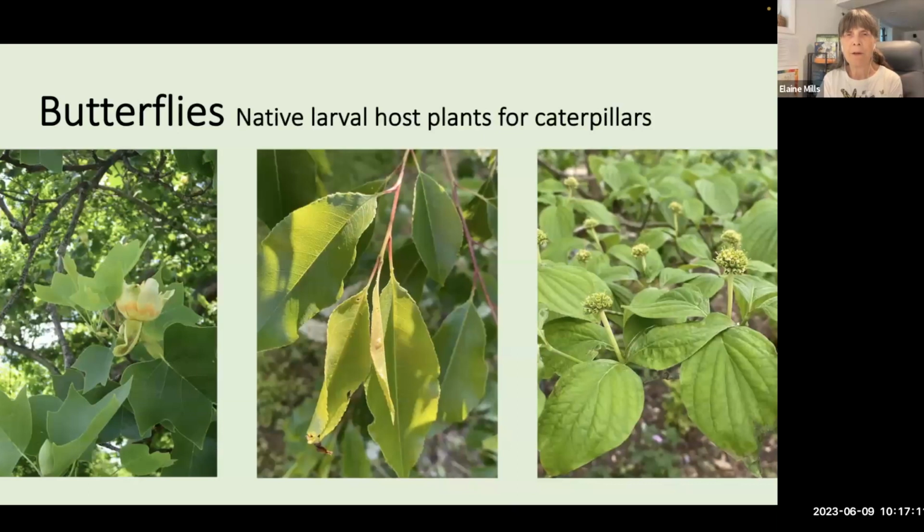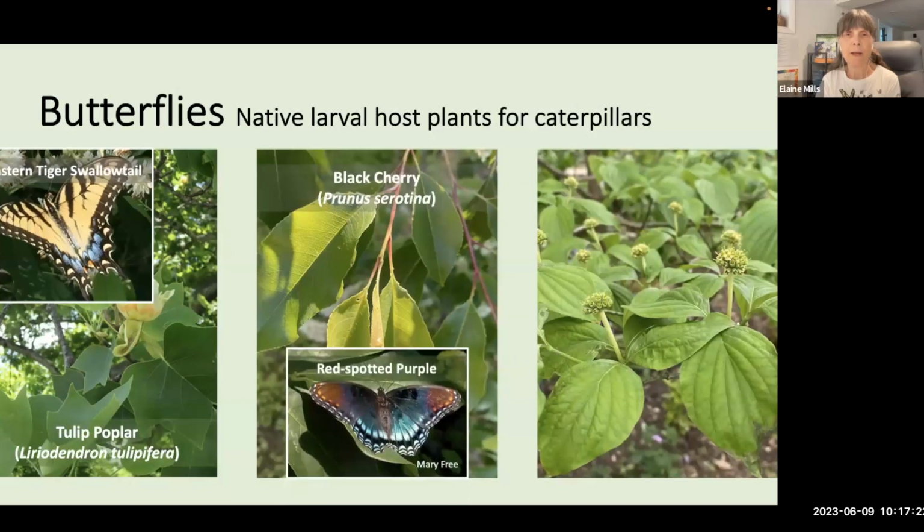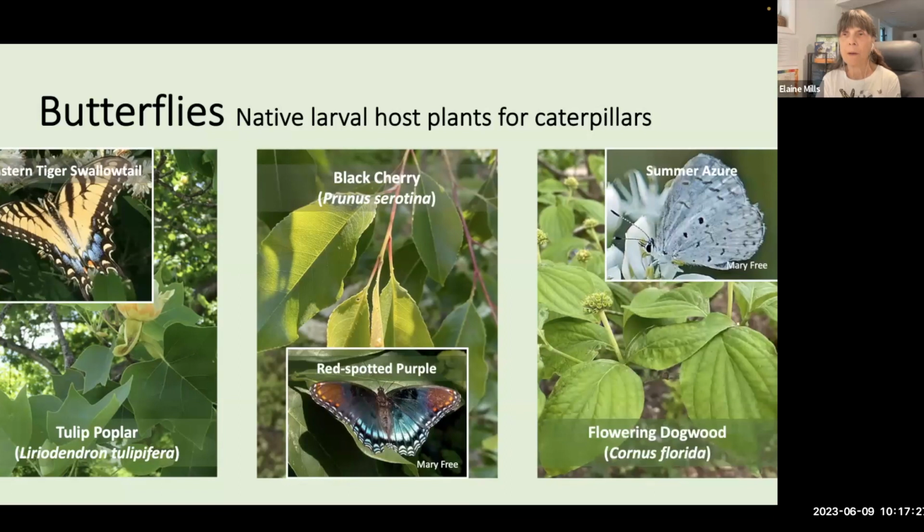Some examples of native larval host plants for our butterfly caterpillars are tulip poplar for the eastern tiger swallowtail, black cherry for the red spotted purple, and flowering dogwood for the summer azure.